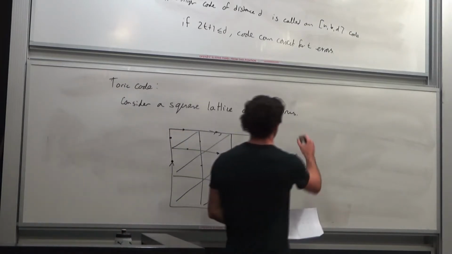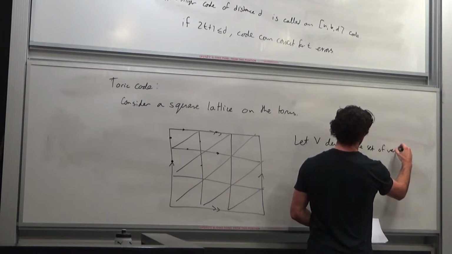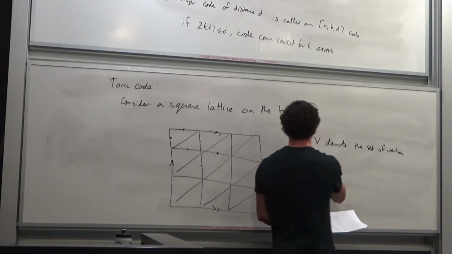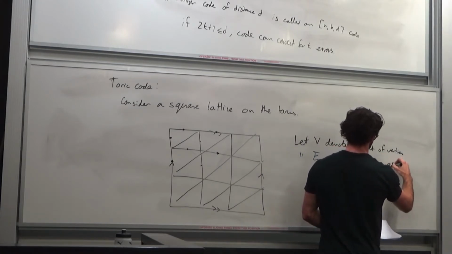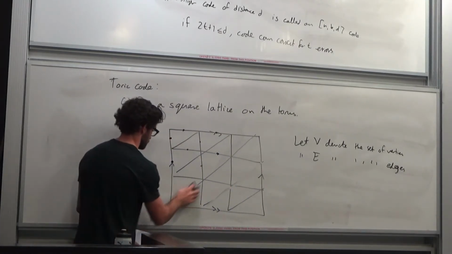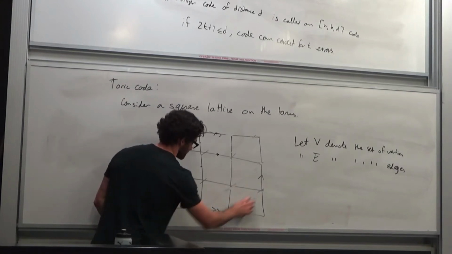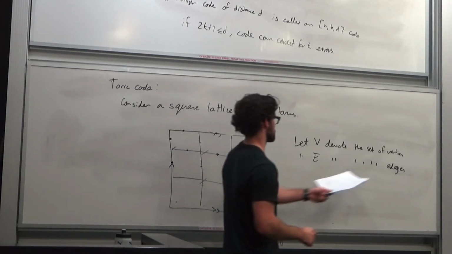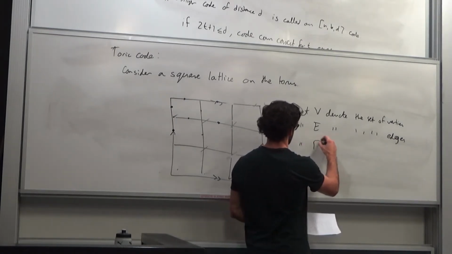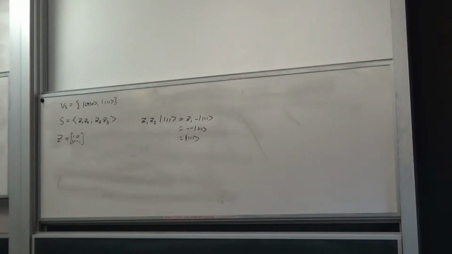So what I will do is let V denote the set of vertices. I just want to be clear, the vertices are these points, not the dots that I've drawn on. Similarly, let E denote the set of edges. Hopefully it's not too confusing because we're talking about E for errors as well, but it should be clear from the context. And let capital P, also not to be confused with projectors, be the set of plaquettes, which is just the faces. So this is a plaquette in here.